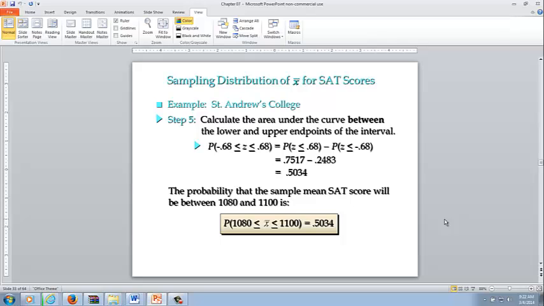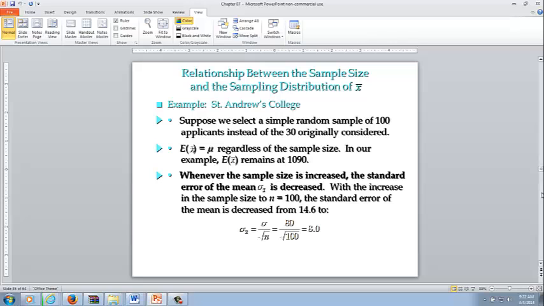Please take a minute or so to reflect on what we've been doing and confirm that it is consistent with what we've been doing in chapter 6. Here is now an illustration of why the sample size is important. Suppose we now draw random samples of 100 instead of 30. And let's again ask the same question. What is the probability that the sample mean will be between 1080 and 1100?